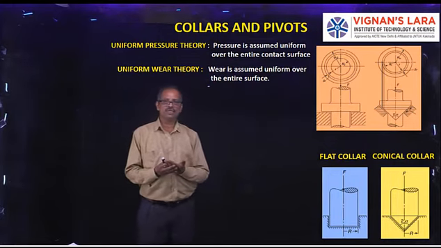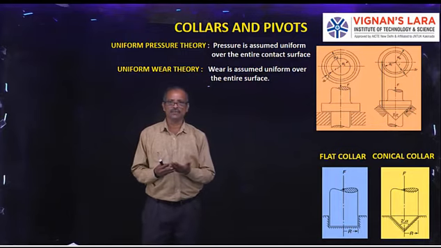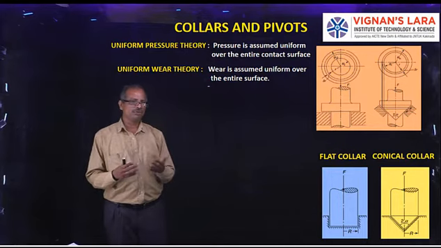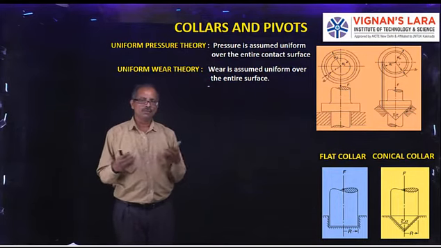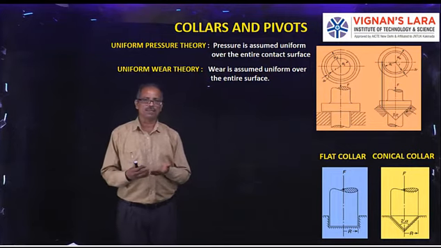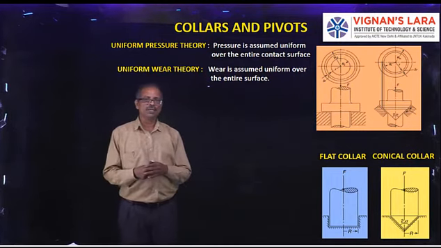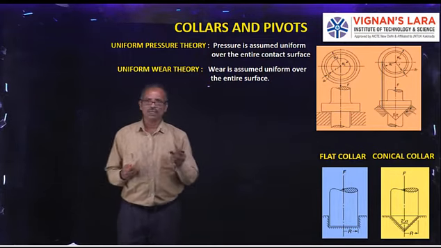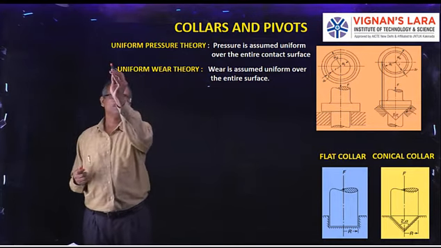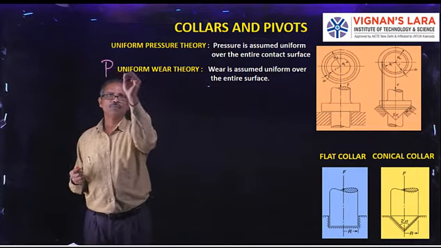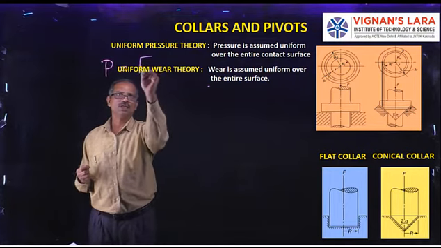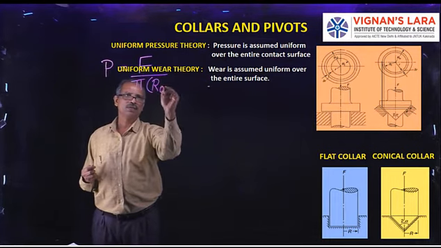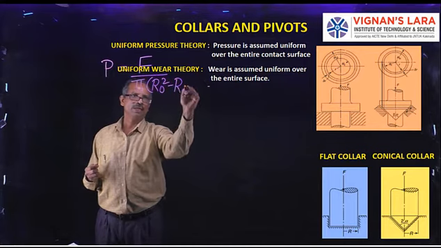The name itself is indicating, uniform pressure theory is nothing but the pressure is uniform over the entire contact surface. In uniform pressure theory, over the entire area the same pressure will be applied. That is what we call uniform pressure theory. In case of uniform pressure theory, we can write the equation for the pressure p equal to F by pi (R naught square minus Ri square).